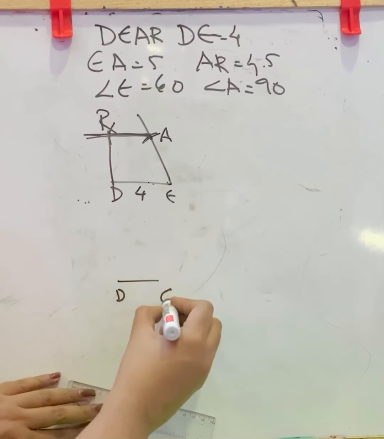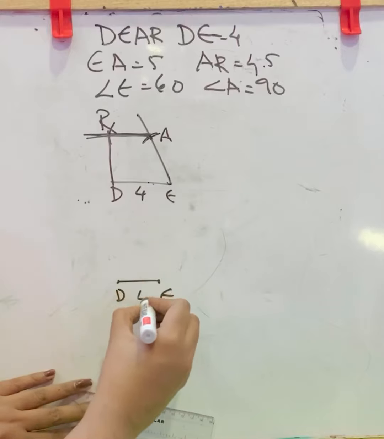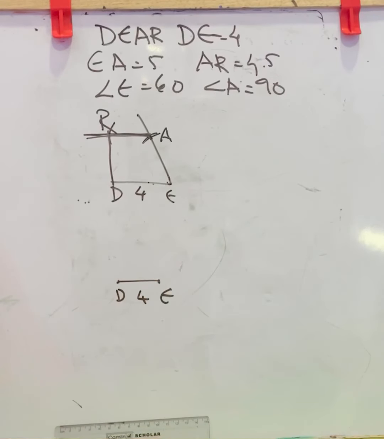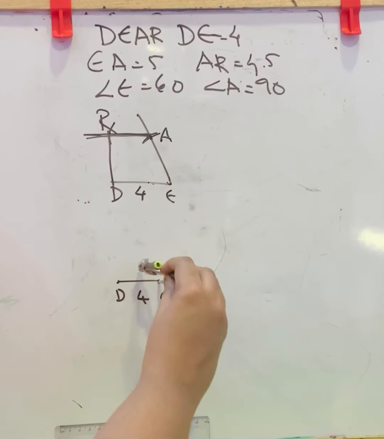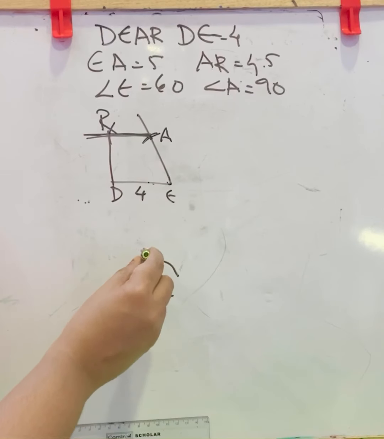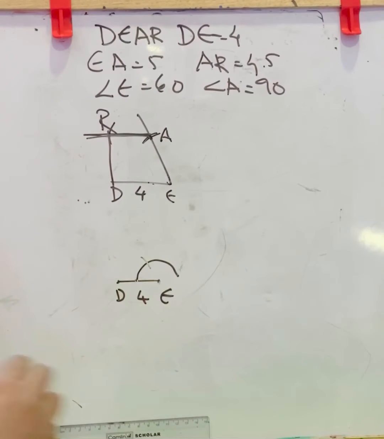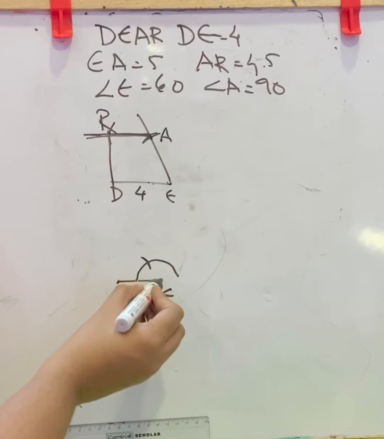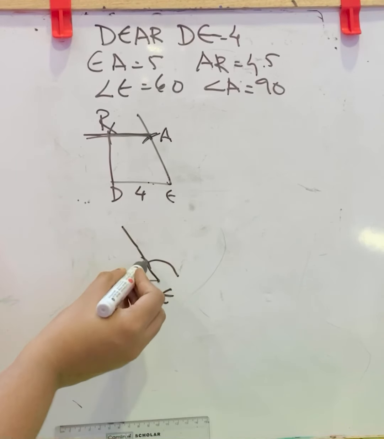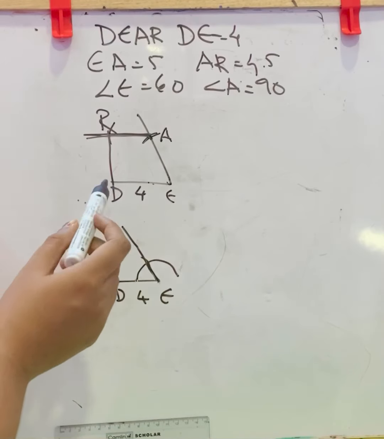This is DE, 4 centimeter. Now angle E is 60. To construct 60, keep compass here on E. Take any radius, draw an arc here. With the same radius, cut here on the arc. This will be 60. Now extend a line segment through it. This angle is 60.